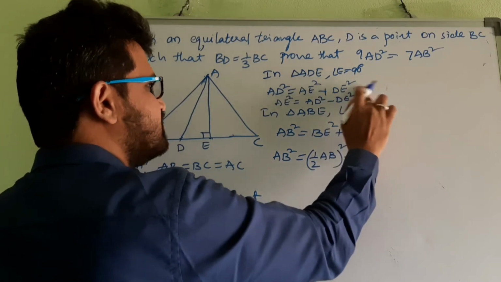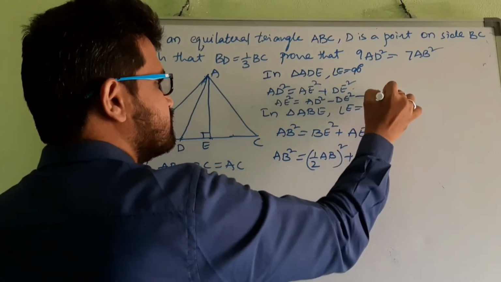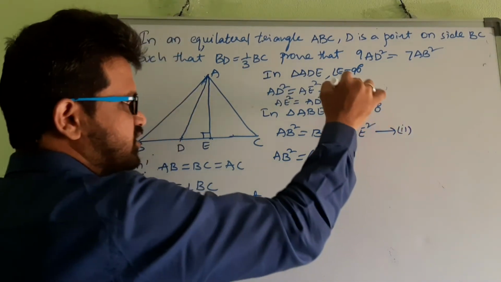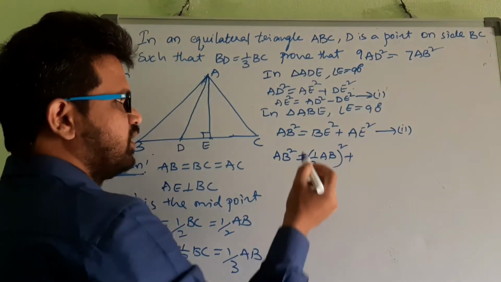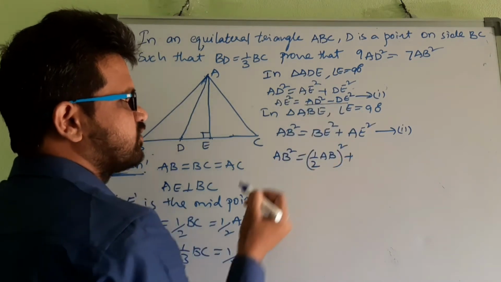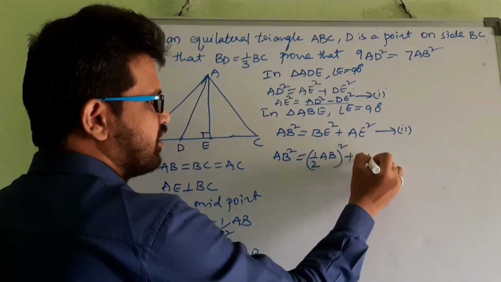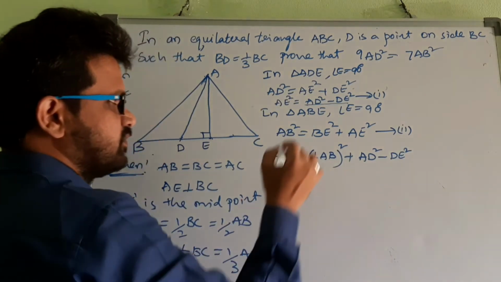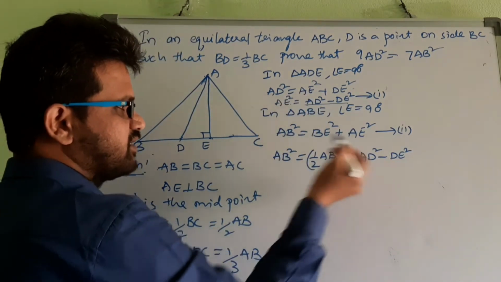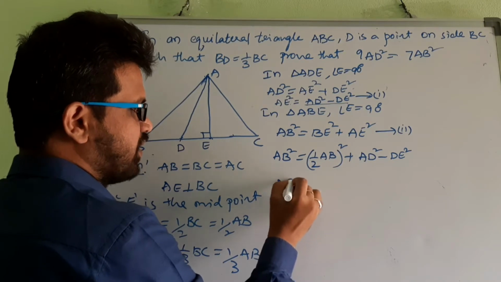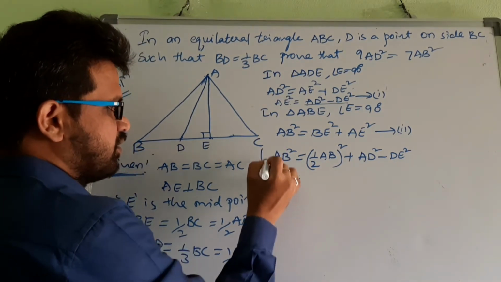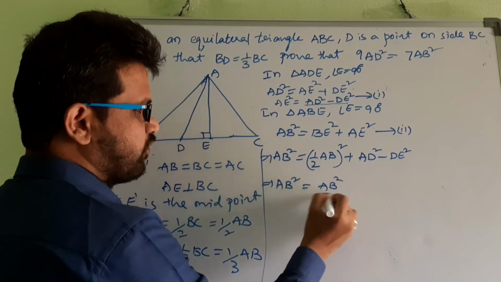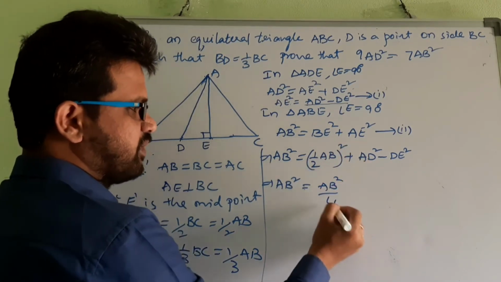Okay, let us take this as 1, and this as 2. Substitute this 1 in 2. AE square we can write as AD square minus DE square. So AB square is equal to, this is AB square by 4, since 1 by 2 whole square is 1 by 4.